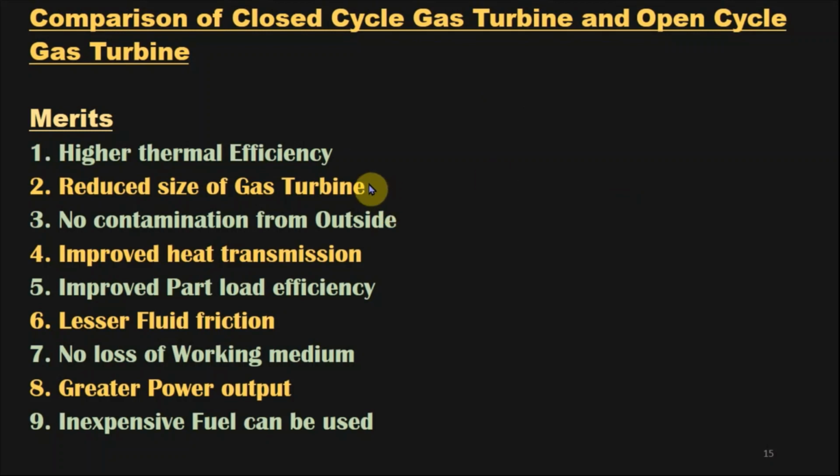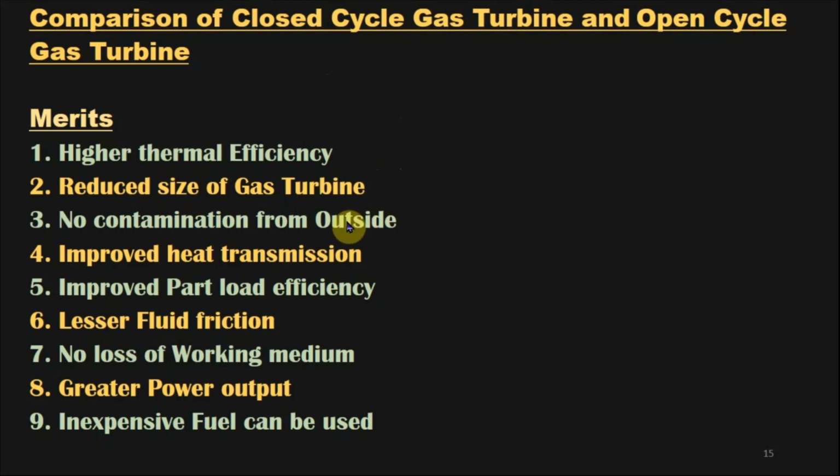For given temperature limits, maximum and minimum temperature limits, closed cycle gas turbine has higher thermal efficiency than open cycle gas turbine. Now closed cycle gas turbine has reduced size compared to open cycle for the same power output. That means the size requirement of a gas turbine system when it works on closed cycle will be less per unit power output than the open cycle gas turbine.